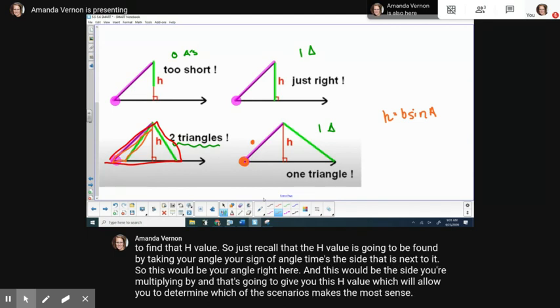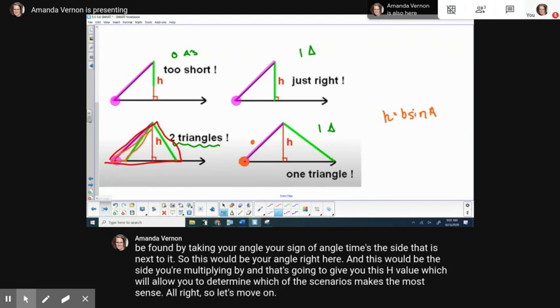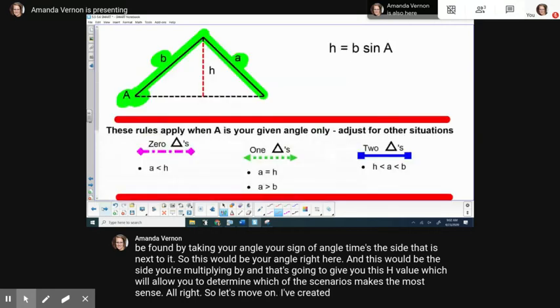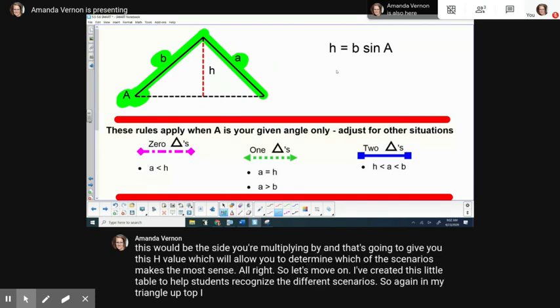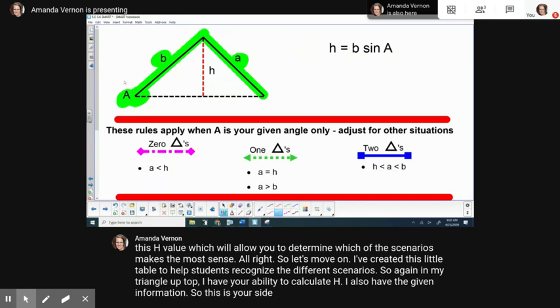All right, so let's move on. I've created this little table to help students recognize the different scenarios. So again, in my triangle up top, I have your ability to calculate H. I also have the given information, so this is your side and angle that were given. And these are the rules we just discussed.